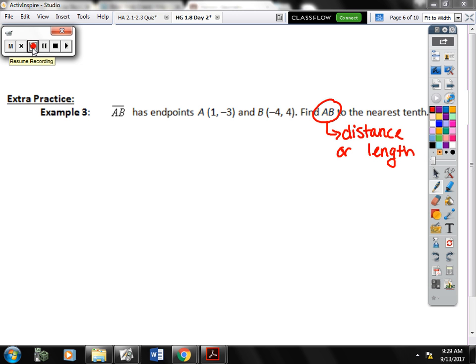Okay, so for example 3, it did ask us to find AB, which we haven't seen before. When they ask you to find AB, they're actually asking you to find how long is AB, or the distance from point A to point B. You're only going to find the midpoint when it actually says find the midpoint. So we would be using our distance formula.